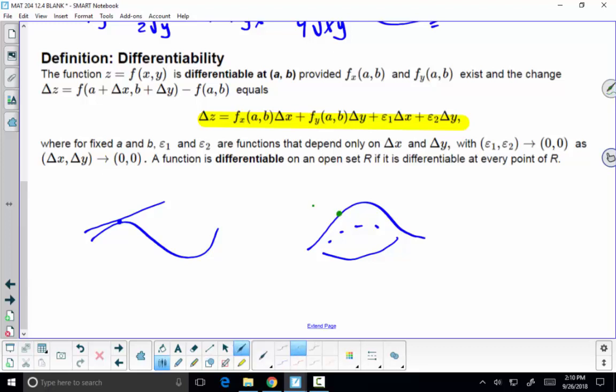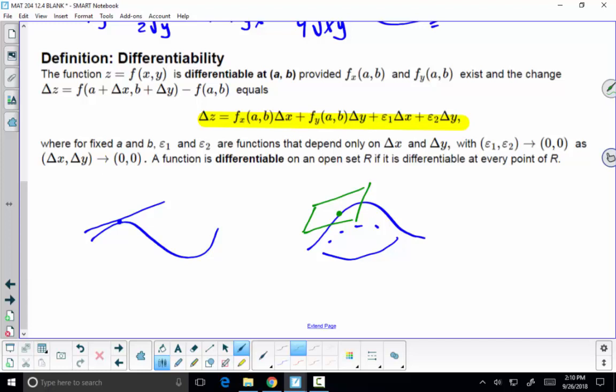So if we're at a particular point, we're trying to figure out if there's a tangent plane that's unique at a given point. And so the idea is that we'll take kind of like a secant plane and we're kind of rotating it to see if we can get to a unique tangent plane position. And this is what it takes.